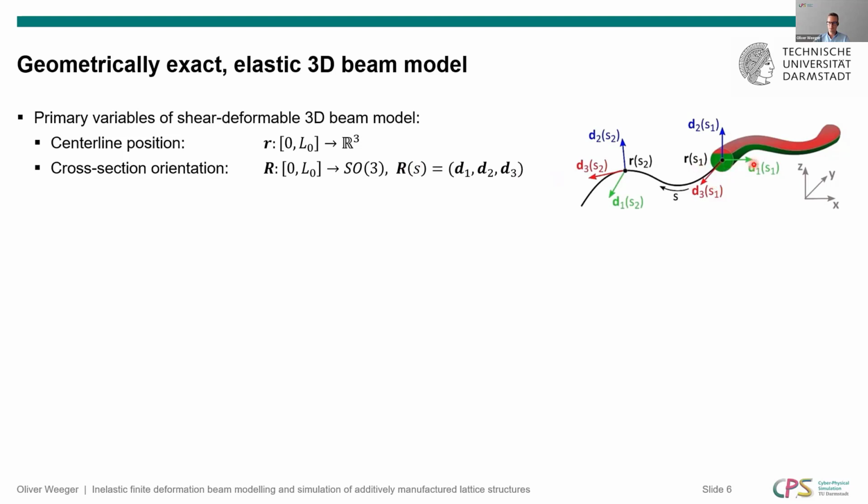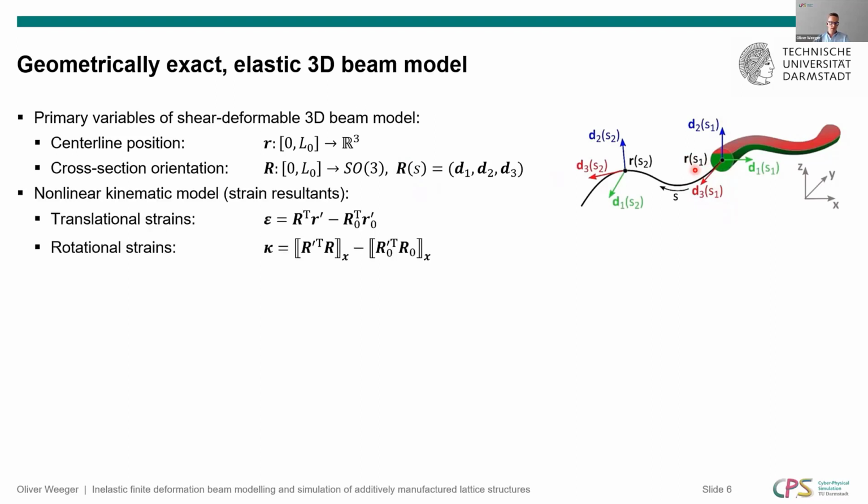That means that D1 and D2, which are the first two columns of this rotation matrix field, point in the directions of the cross-section, and D3 points in the direction orthogonal to the cross-section. And D3 does not have to be aligned with the tangent of the curve, R prime, which means that there can be shear deformation.